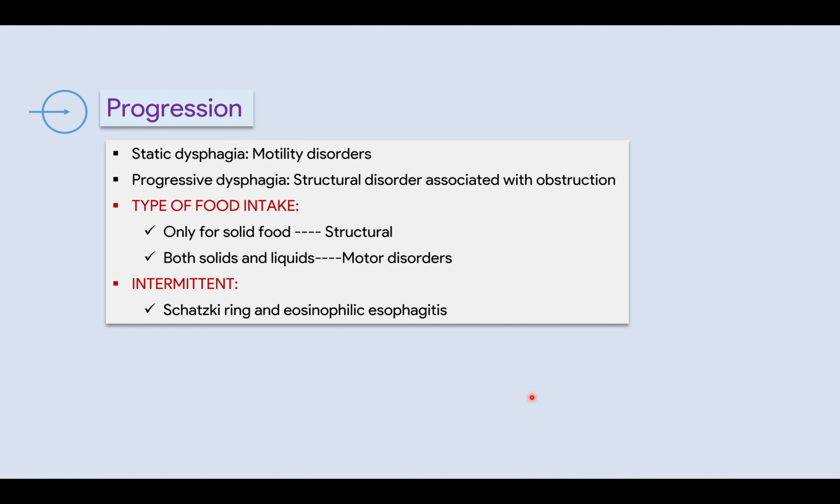But in a motor disorder, as in motility, as the muscles are involved, there will be swallowing difficulty from the beginning for both liquid as well as solid. So both solids and liquid would be related to a motor disorder. And the other type of dysphagia is intermittent. As I mentioned, intermittent means these are not progressive. It could be related to Schatzki ring, which is a kind of ring which causes obstruction intermittently, or it could be eosinophilic esophagitis. This is a kind of eosinophilic disorder which causes intermittent dysphagia.